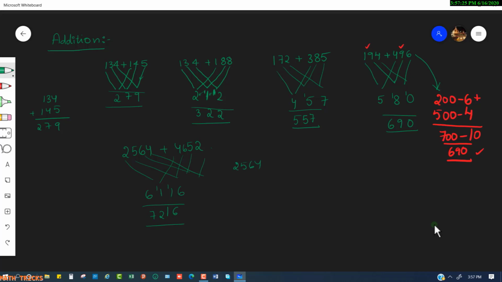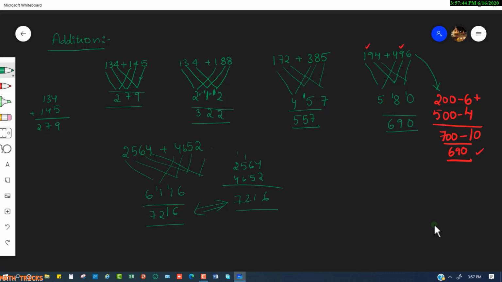So 2564 plus 4652. Means 6, 11, 1, 11, 12, 1, 6, 7. Yes, the answer has been verified. So in this way you can add these numbers. Simply add the corresponding numbers, and you just have to remember this step.